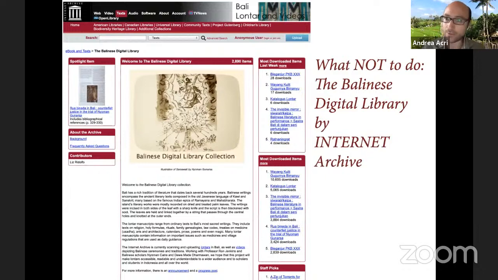Now, I will start by giving you an example of what is happening. And I think this is what should not be done. So this is a negative example, unfortunately. Now, this is a very well-known repository, the Internet Archive, that probably all of you have used because it is an invaluable repository of books that you can find and freely download.